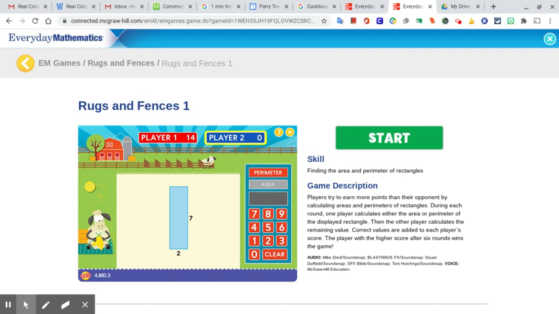So you have to know how to do perimeter, which remember is adding up the distance around all of the sides, and you have to know how to do area, which is multiplying the length and the width. And so when you do that in your head, you have to figure out which one is going to be a better score for you, and you want to try to pick that one so that you get the higher score.